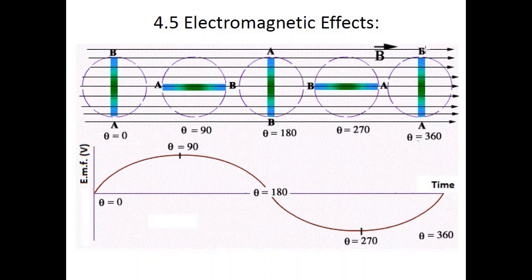And lastly, when we again turn it another 90 degrees, it becomes the same as the first position, so no induced EMF is produced as no field lines are being cut by the coil.